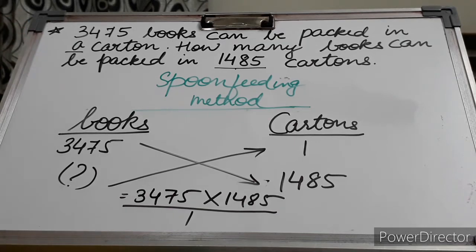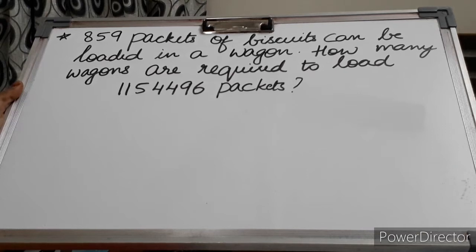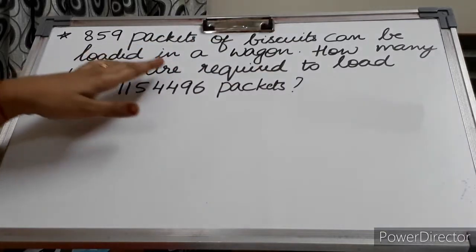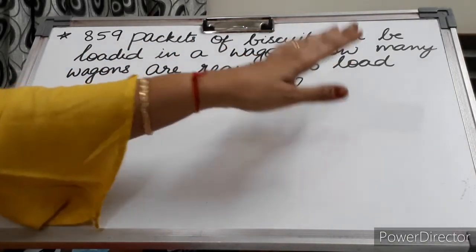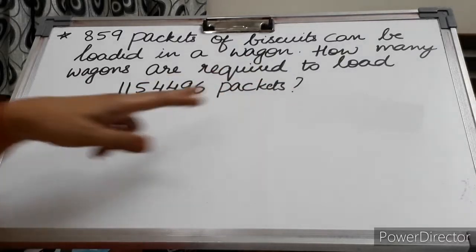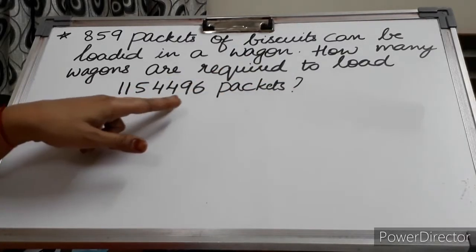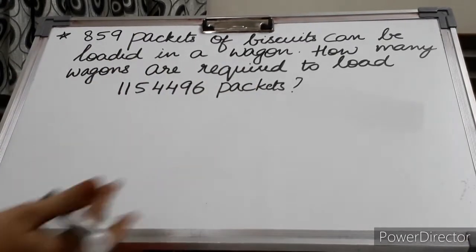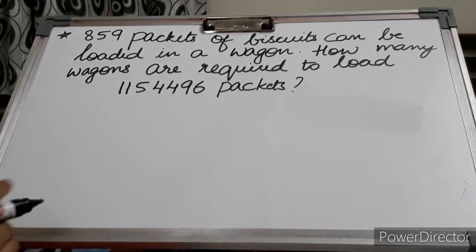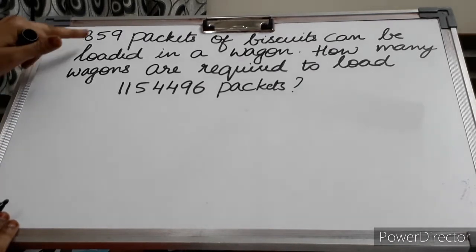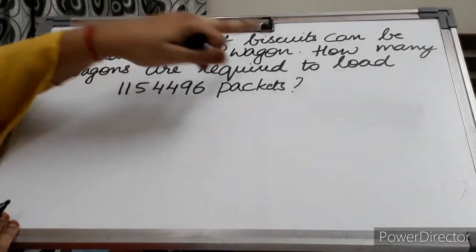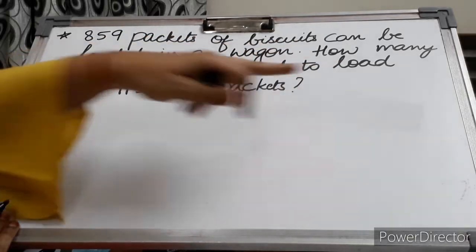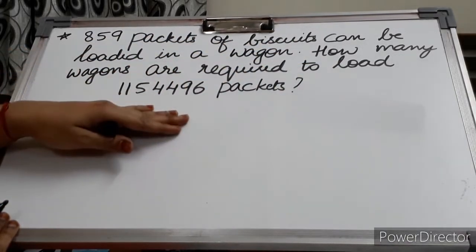Okay. Again, one more question I will take here. Now the next question here is: 859 packets of biscuits can be loaded in a wagon. How many wagons are required to load 1154496 packets? Now we often get confused: will it be multiply, divide, or addition, subtraction? So let's check here. 859 packets of biscuits can be loaded in a wagon. Okay, and how many wagons are required to load this many packets?